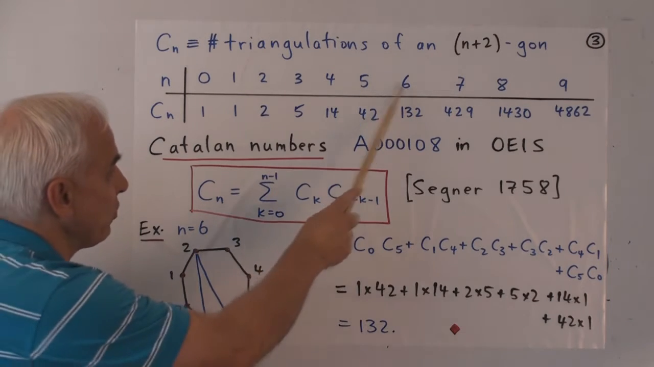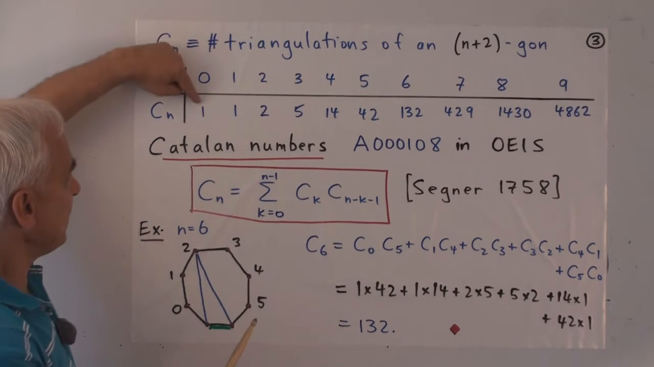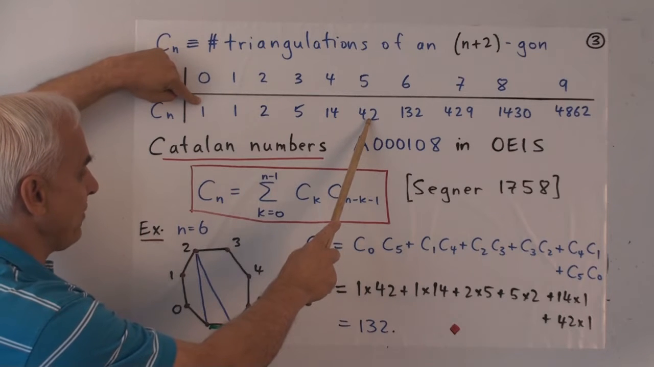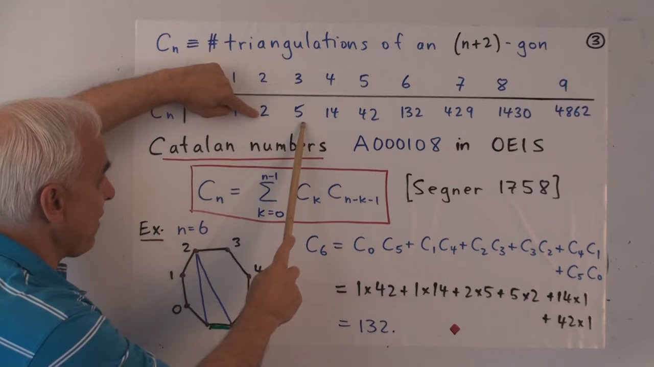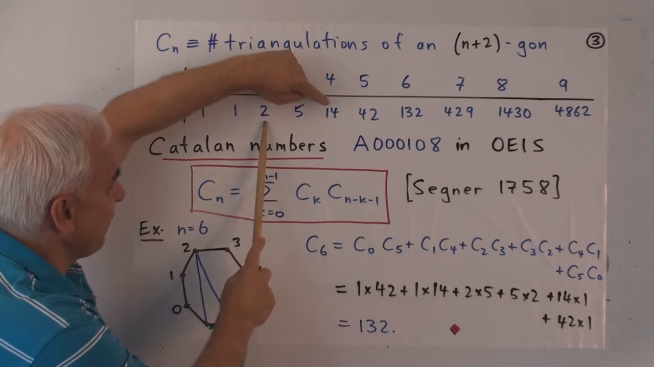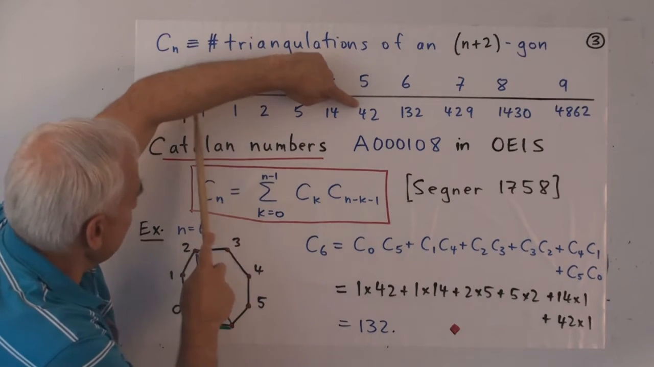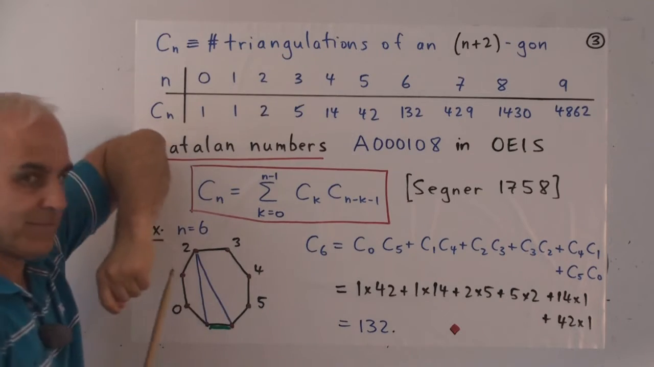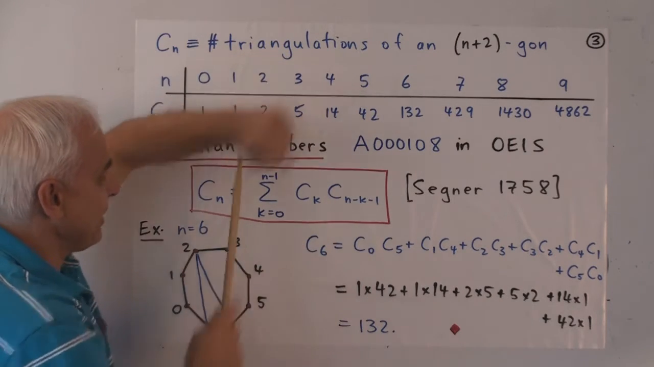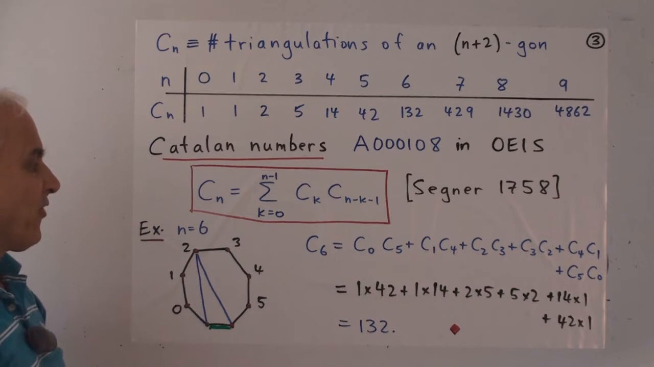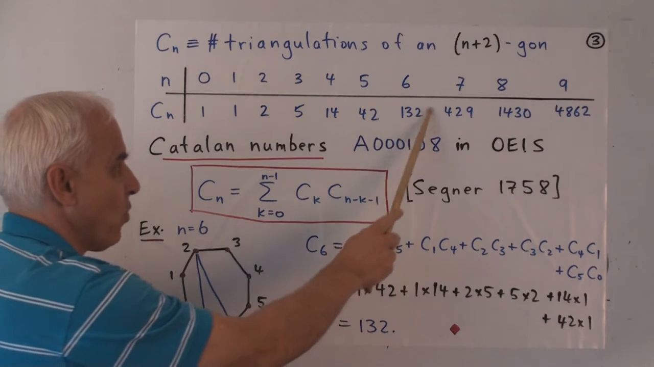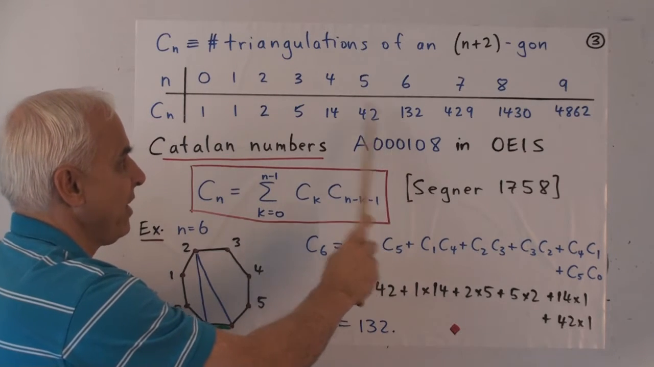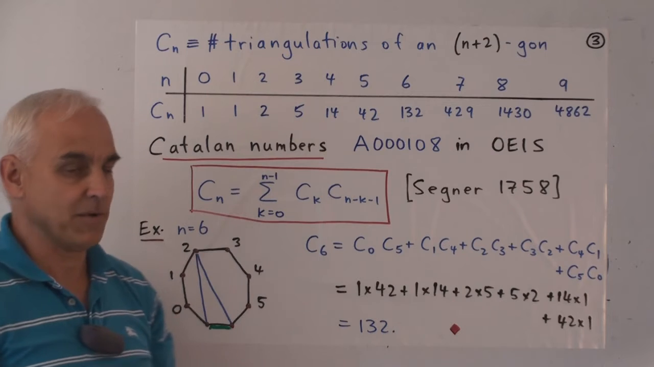So C6 would be the product of C0 times C5, so 1 times 42, plus 1 times 14, plus 2 times 5, plus 5 times 2, plus 14 times 1, plus 42 times 1. Good. Sort of nice sequence of products. There they are there, and you can add them up, and you get 132. So that's one way of getting the sixth one if we know the ones before that.